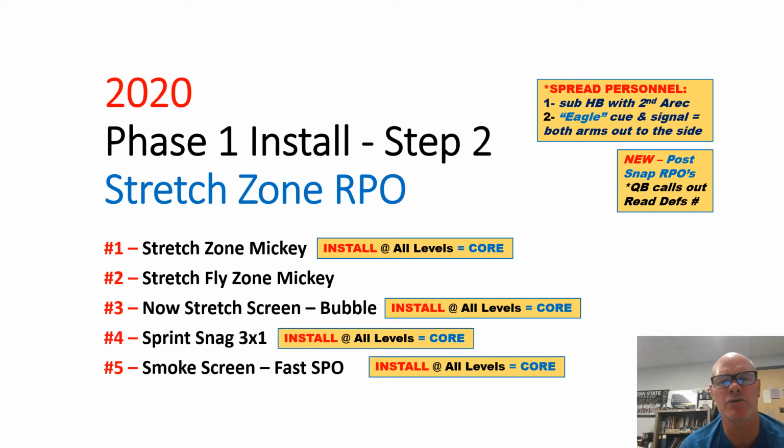We're going to look at phase 1 install step 2 now. After split zone, we're going to look at our stretch zone, which is our outside zone. We'll look at our stretch zone with our Mickey RPO routes. We'll look at how to do that with a stretch fly zone. We can look at a now stretch screen, our bubbles, our now bubbles, and then a sprint pass, sprint snag, and a smoke screen, what we call our fast screen pass option.